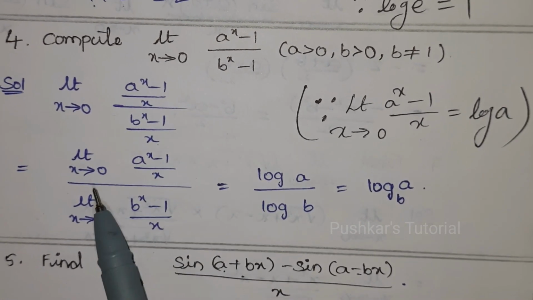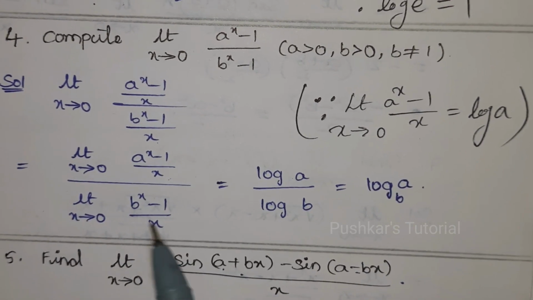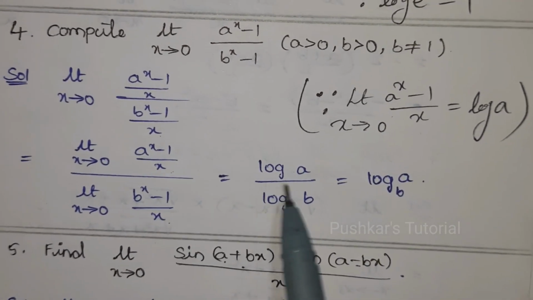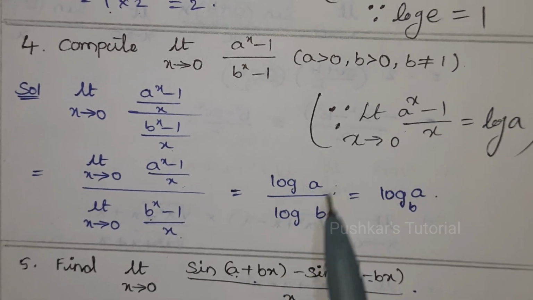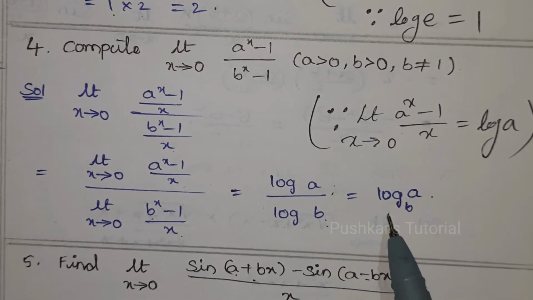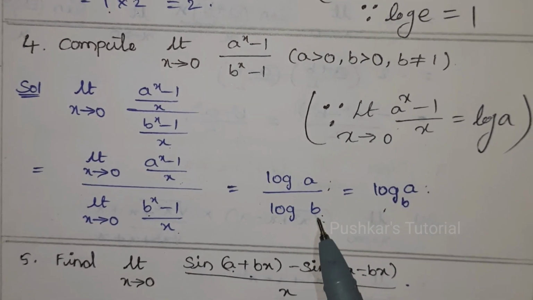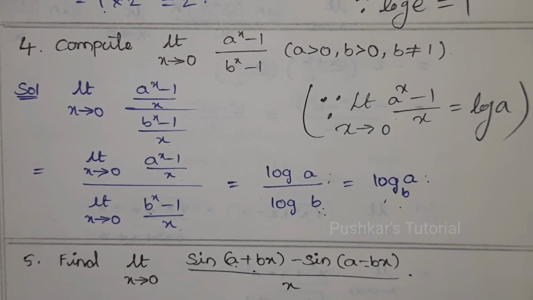So again it is looking like our formula, and the denominator for the limit is also our formula. For this, log a will come and for this, log b will come. Log a whole by log b, a single logarithm we can write. Numerator is the function, denominator is the base.